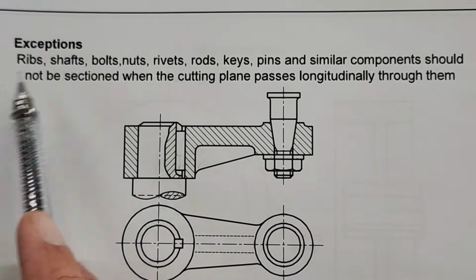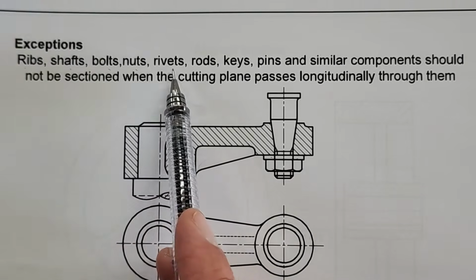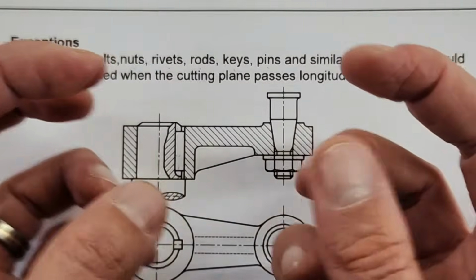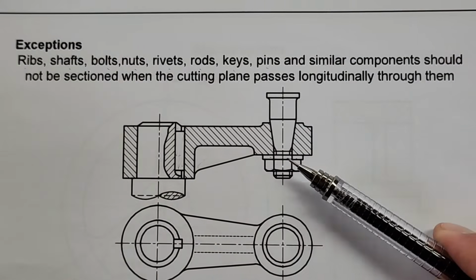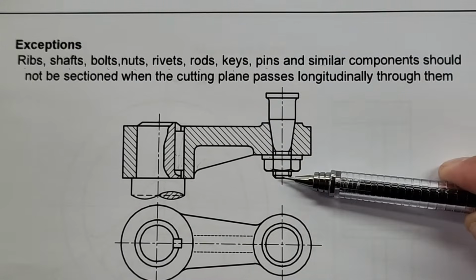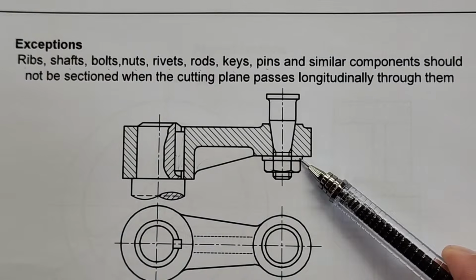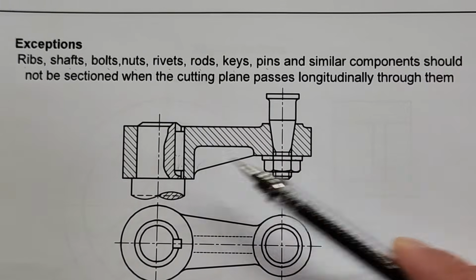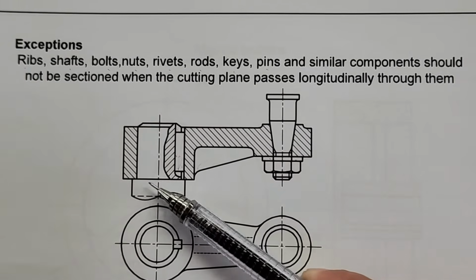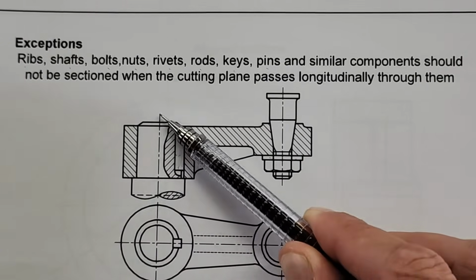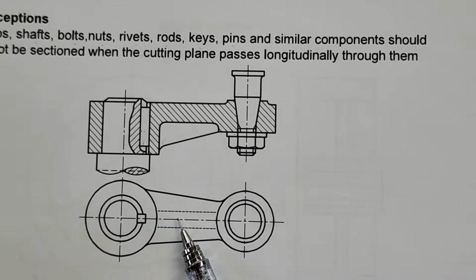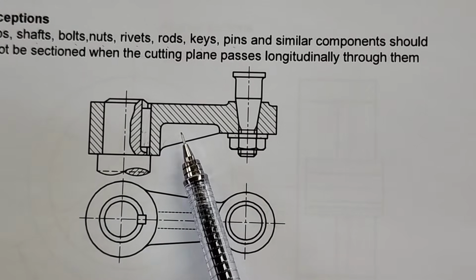So if we read here, any ribs, shafts, bolts, nuts, rivets, rods, keys, pins, and similar components used to join things together, they are not hatched when we cut them in their length, longitudinally. All right, keep a mind out for that. So there you can see a washer, the nut here, the shaft, the keyway, that's used to join something. Even the shaft here, used to join, not going to be hatched when we cut them in its longitude. A rib that's used for a support, when it's cut in its length again, also not hatched.